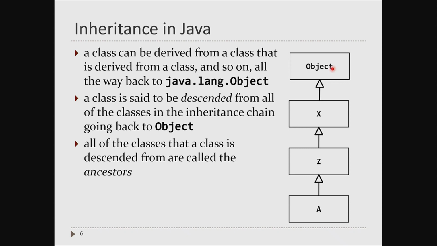In Java, the chain always goes all the way back to Object. So no matter what class you have, sitting above it somewhere, related by inheritance, is the Object class. We say that a class is said to be descended from all of the classes in the inheritance chain, going all the way back to Object. So these classes, Z, X, and Object, are all ancestors of A. For Z, X and Object are ancestors of A, and for X, Object is the ancestor of A.